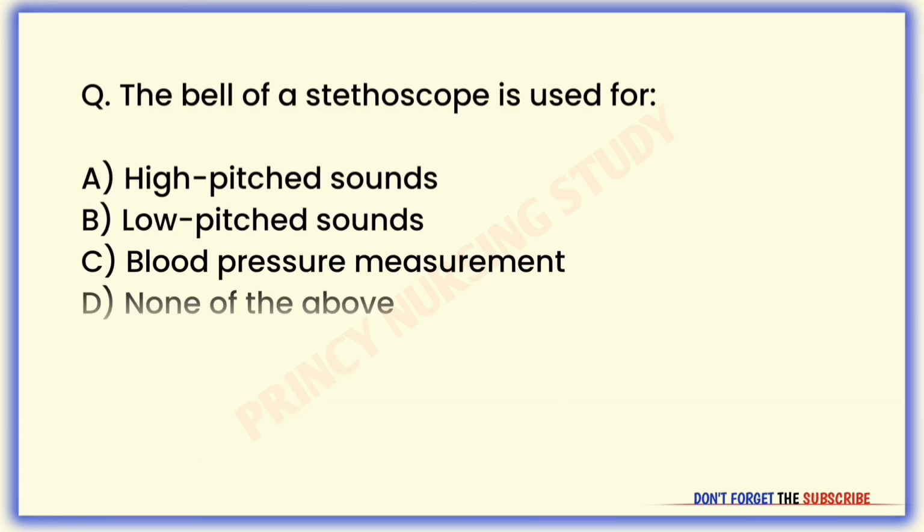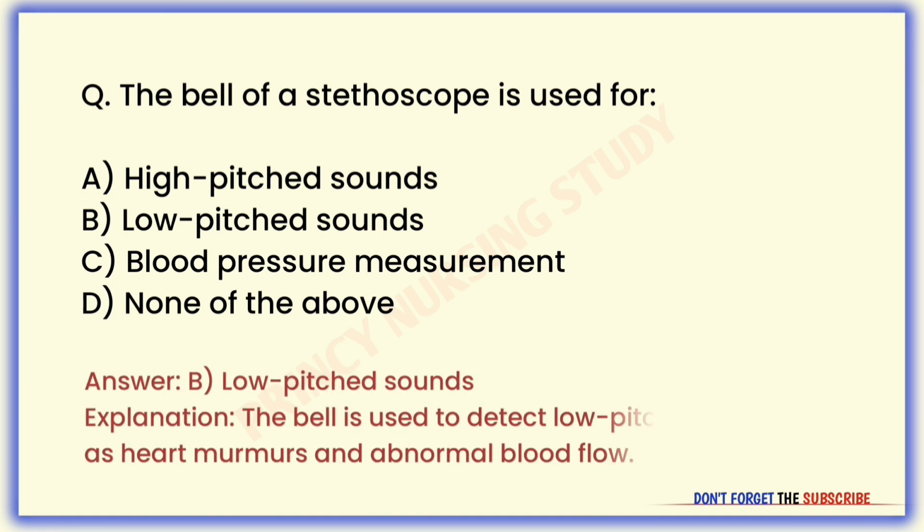Next question. The bell of a stethoscope is used for. Correct answer is B. Low pitched sounds. The bell is used to detect low pitched sounds such as heart murmurs and abnormal blood flow.